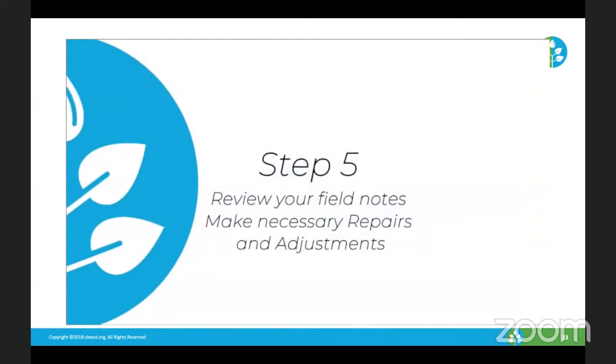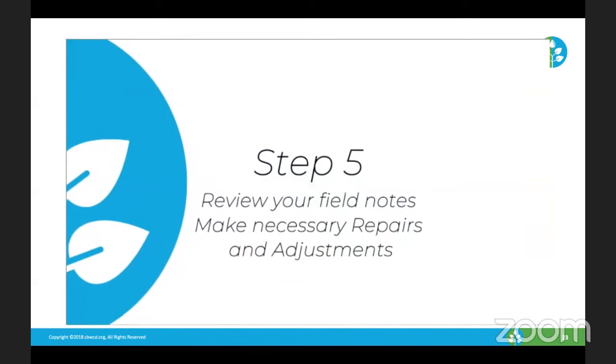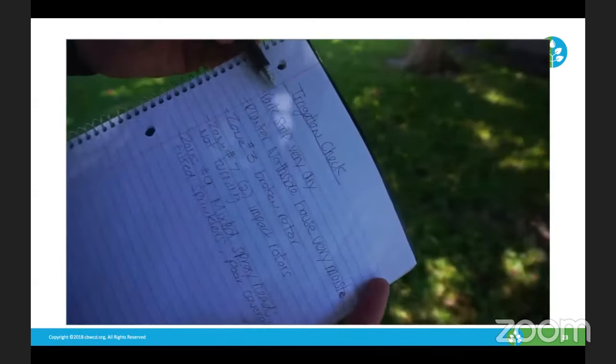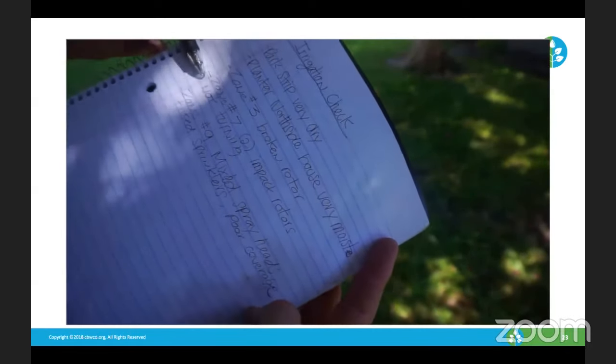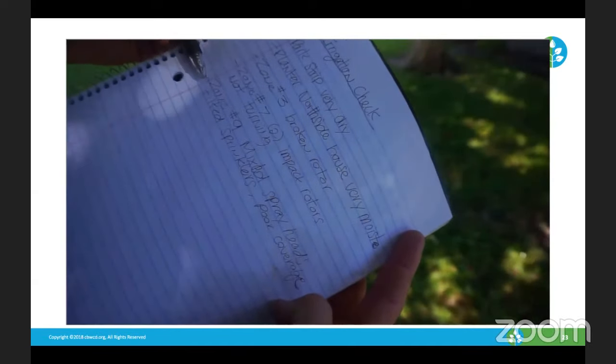Step number 5, review field notes and make necessary repairs and adjustments. Here are my notes. 3 broken sprinklers. Looks like I have a lot of work to do this weekend.